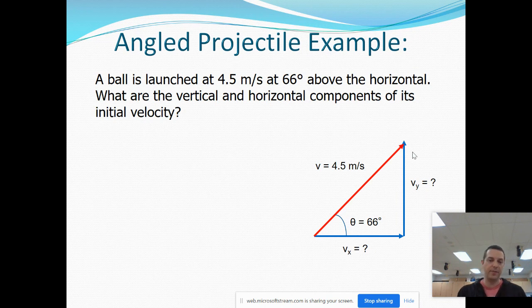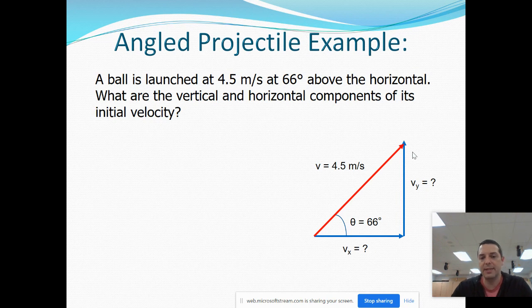So from our 4.5 meters per second at an angle of 66 degrees, we can break that initial velocity into two components, a vertical one and a horizontal one, that represent this motion. It's equivalent to this motion. So the horizontal and vertical components mean the same thing as the 4.5.